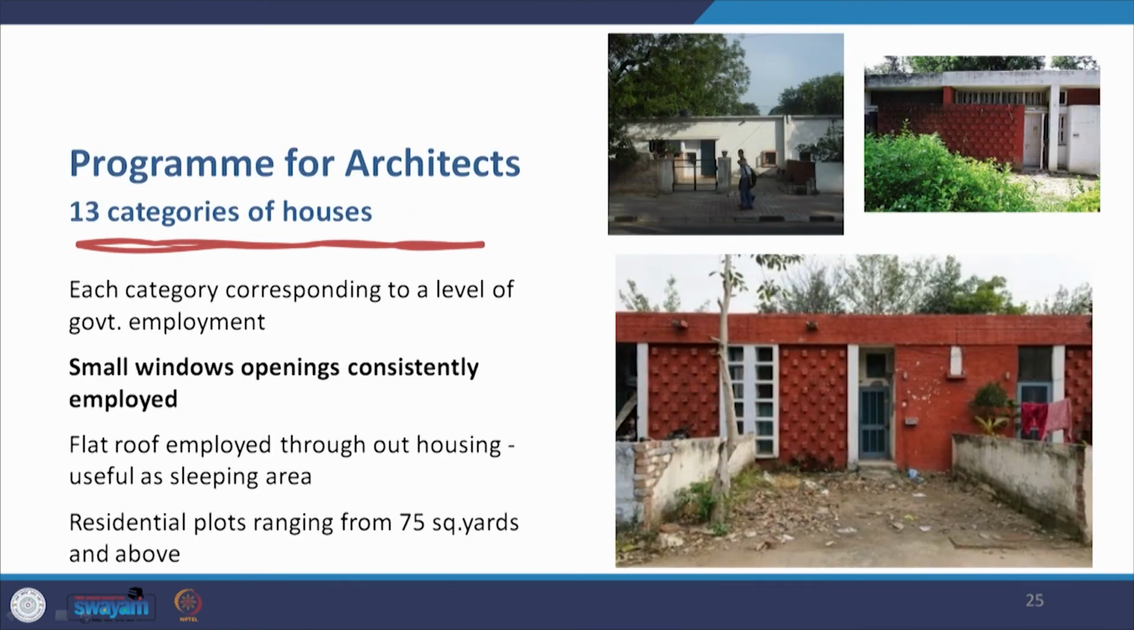Now the program that was in front of the architects consisted of 13 categories of houses. Each category corresponded to a level of government employment. There are small windows which are consistently employed, whether they are vertical or horizontal units, and the flat roof is employed throughout the housing because it is useful to serve as a sleeping area.